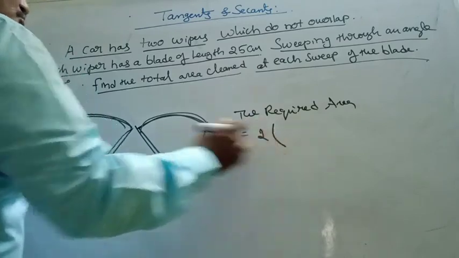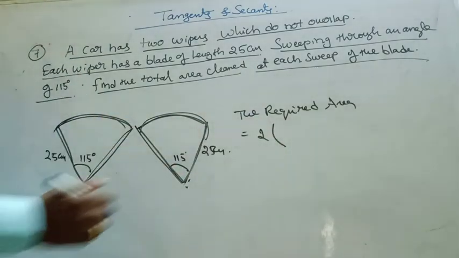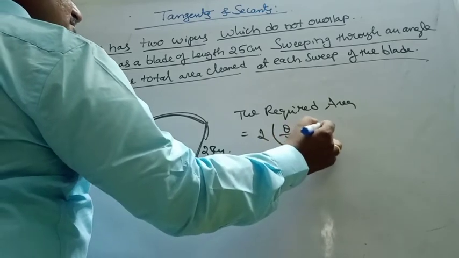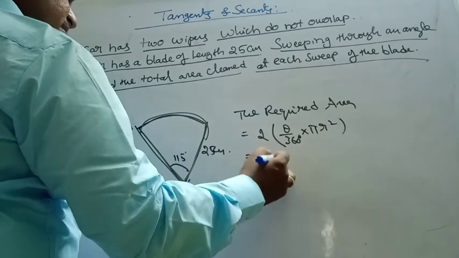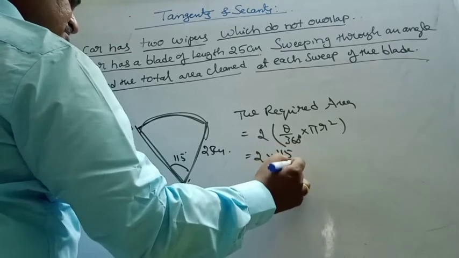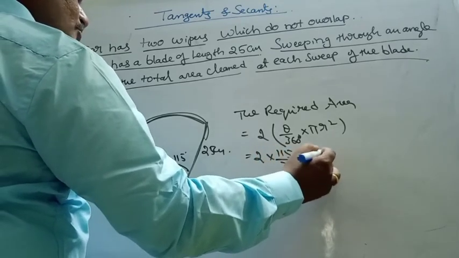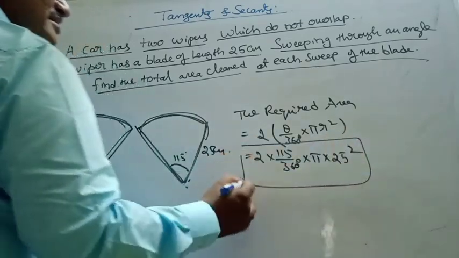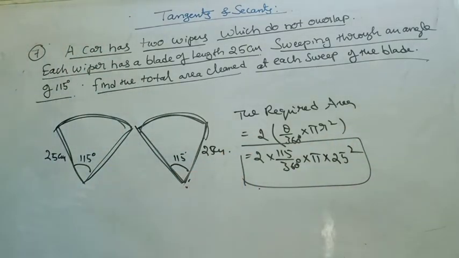The required area is very simple, my dear students. Because both are identical, it is 2 times theta by 360 degrees into pi r square. Now 2 into theta, where theta is 115, by 360 degrees into pi into r square, where r is 25, squared. Just simplify this and you will get the area. That's all for this problem.